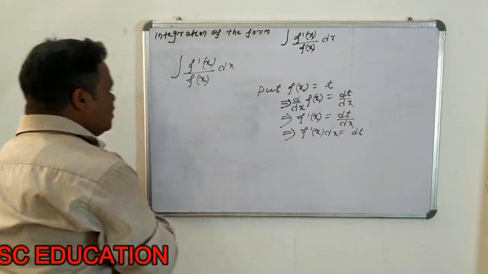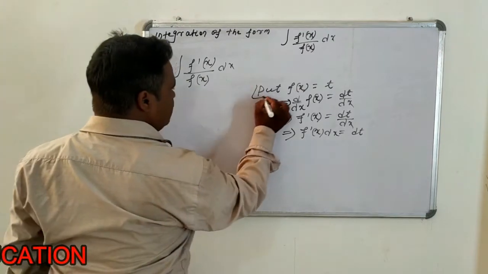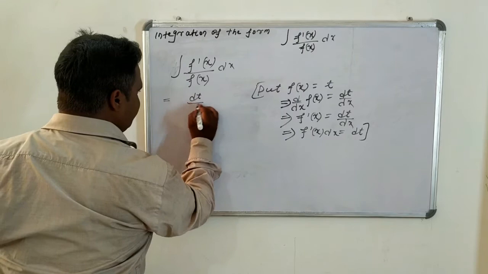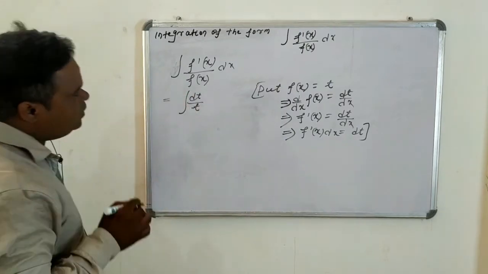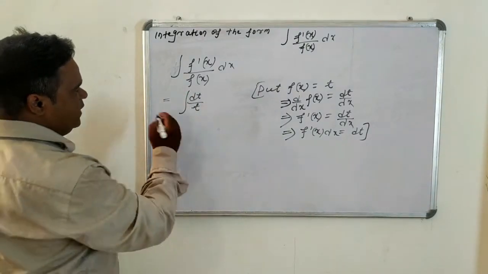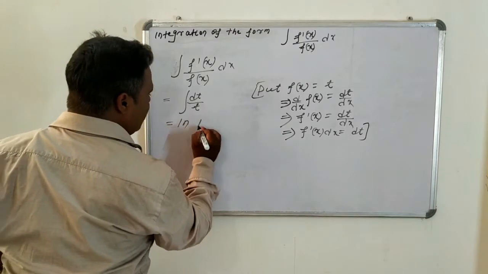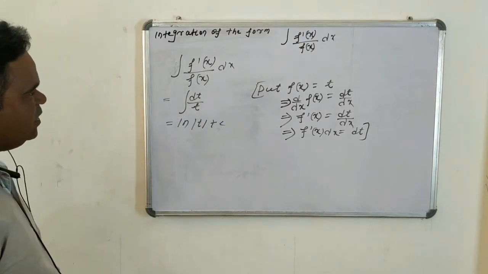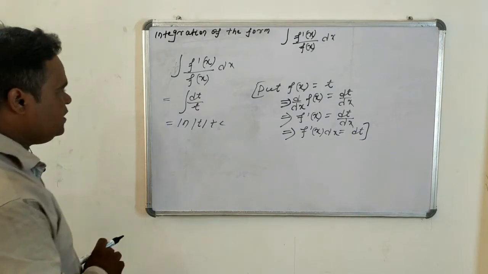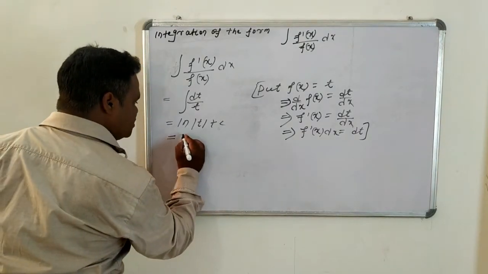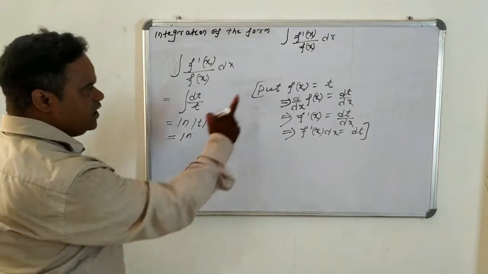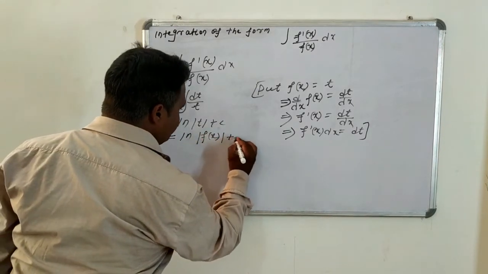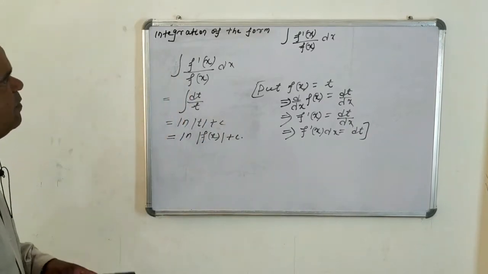Now this value is equal to the integral of dt divided by t. We know that the integral of dt/t is ln t plus c, where c is the integration constant or arbitrary constant. Now this equals ln t, and t is the value of f(x), so we put this value plus c. This is the type of integration.